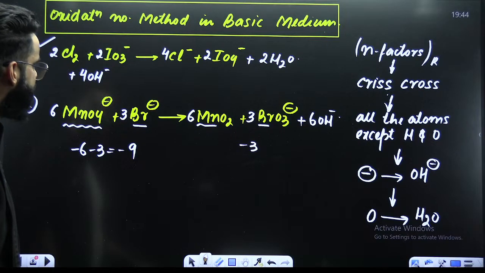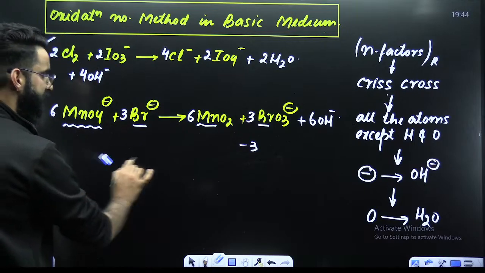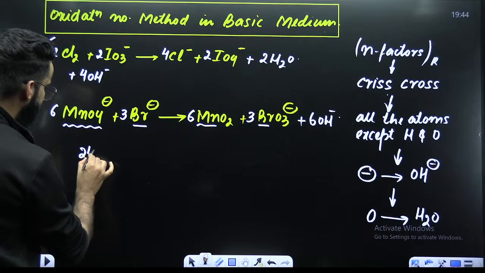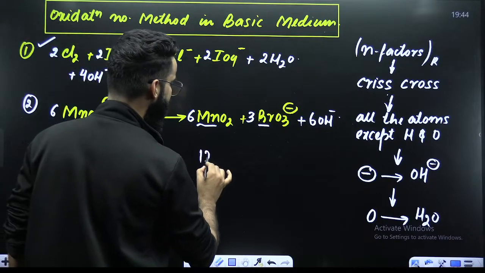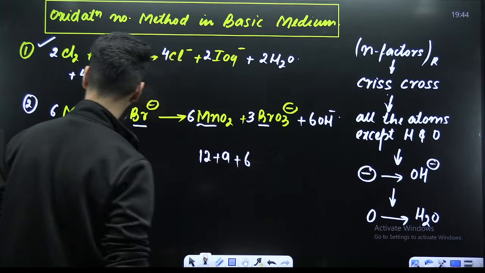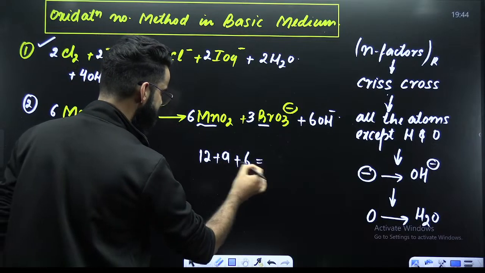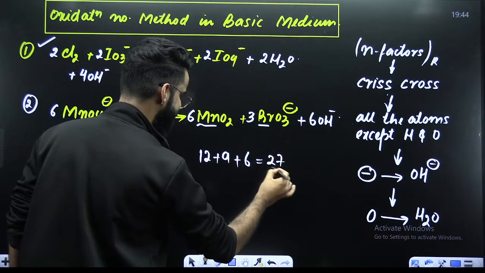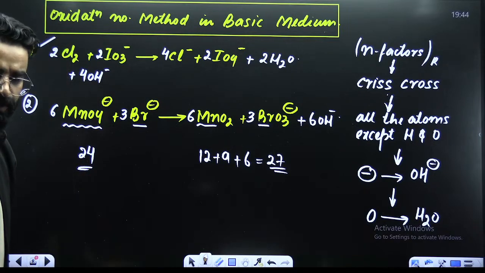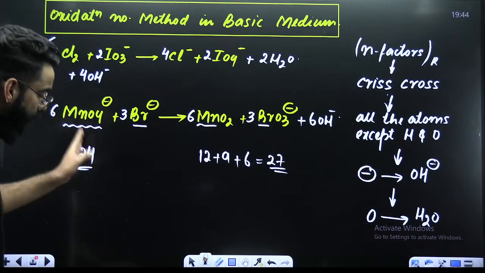Now balance the oxygen atoms. So first of all, 6 4s are 24. 24 oxygen on this side. 6 2s are 12. 3 3s are 9. And 6. Right? So this is 21. 21 plus 6 makes it 27. So 27 oxygen on this side, 24 oxygen atoms on this side. Right? Which side is oxygen deficient now? Left side is oxygen deficient. How many oxygen deficiencies? 3 oxygen deficiencies.